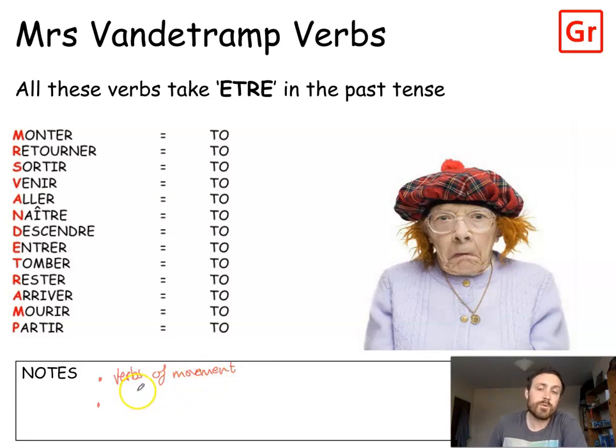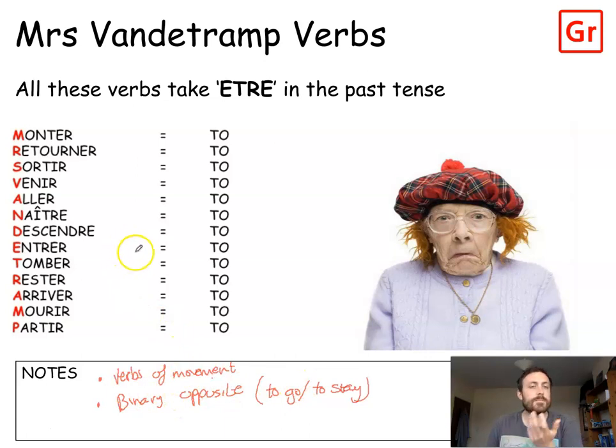Mrs Vandertramp or être verbs. And the second way I like to remember them is if you remember one verb, it's very likely that its binary opposite is there as well. For example, the verb to go is an être verb, so the opposite of to go is to stay. So the verb to stay is also a verb that is going to take être in the past. So there are two little tricks for remembering verbs that take être.